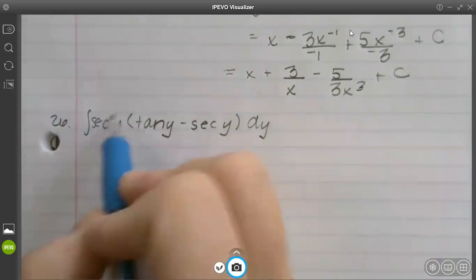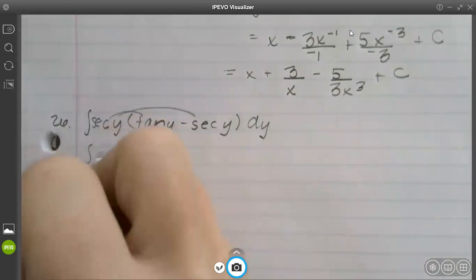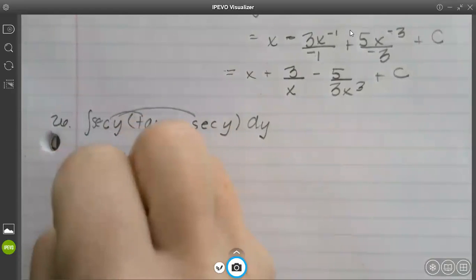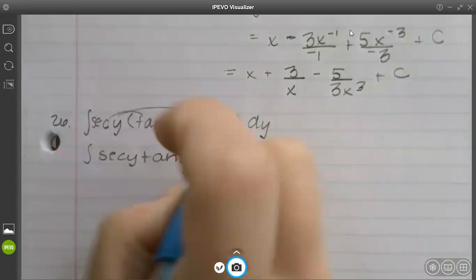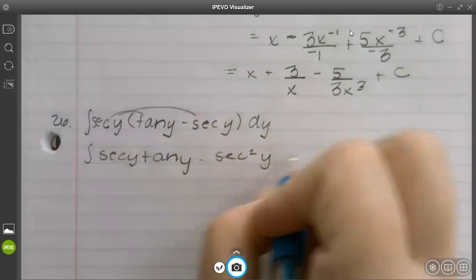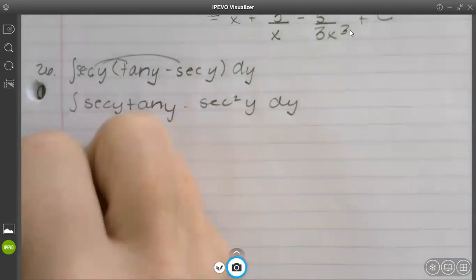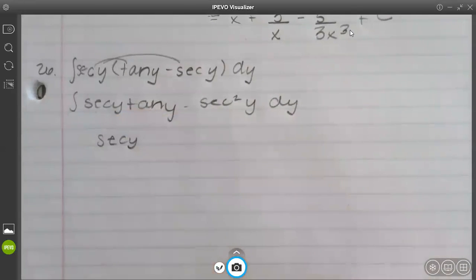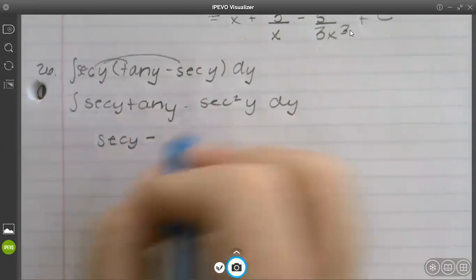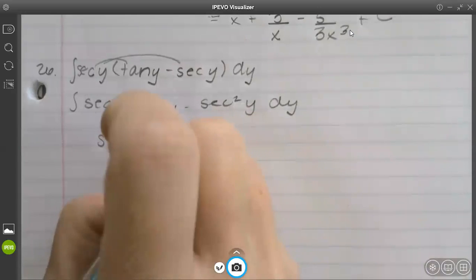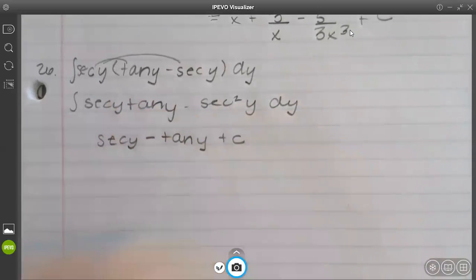When we do this, we want to go ahead and distribute in that secant y tan y minus secant squared y dy. Both of these have rules. You need to know those integration formulas. That's what I'm telling you. You need to know those. If you know those rules, you know that the integral of secant y tan y is secant y. You know that the integral of secant squared y is tan y. And then we throw on a plus c. The problem takes about 2 seconds if you know your integration. You don't put that phone up.